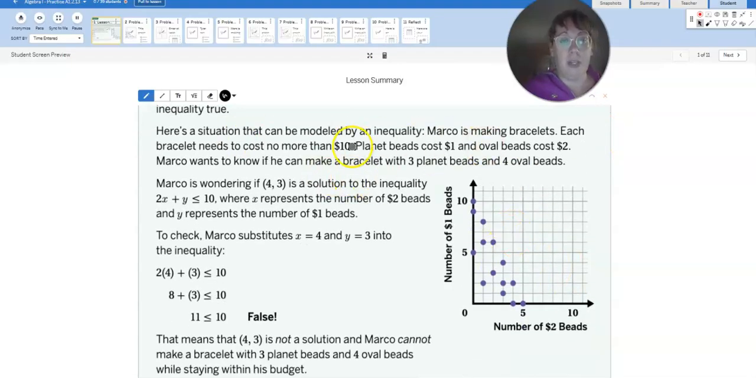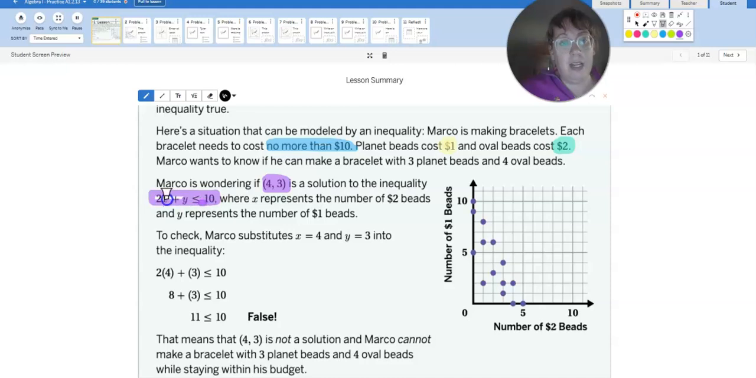So looking at this situation here, Marco is making bracelets, and each bracelet needs to cost no more than $10. So there's our constraint. We don't want it to be more than $10. We have planet beads that cost $1, and we also have oval beads that cost $2. Marco wants to know if he can make a bracelet with 3 planets and 4 oval beads. So we're taking this point of 4, 3 and plugging it into the inequality.